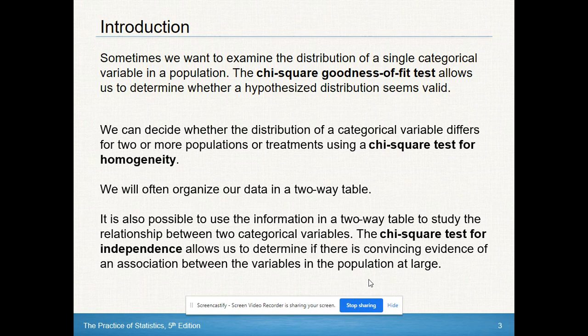In the other ones, we're going to be testing for homogeneity, which is where we try to see if two or more distributions are linked with one another. And then for the chi-squared test for independence, that's going to allow us to determine if there's convincing evidence of an association between the variables in the population at large. But for today, we're going to be just looking at the chi-squared goodness of fit test.